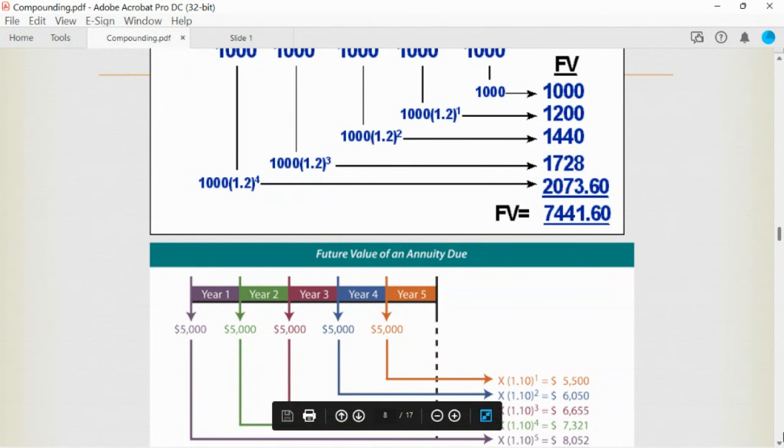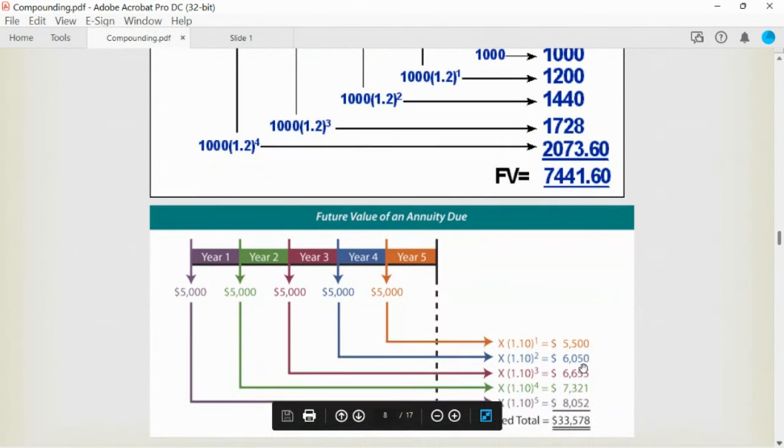So then at the end of the 5 years, the first deposit will have interest 5 times compounded, right? Because you're making the deposit at time 0. The second deposit will have earned interest 4 times compounded, and so on. So even the last deposit will have earned interest once.